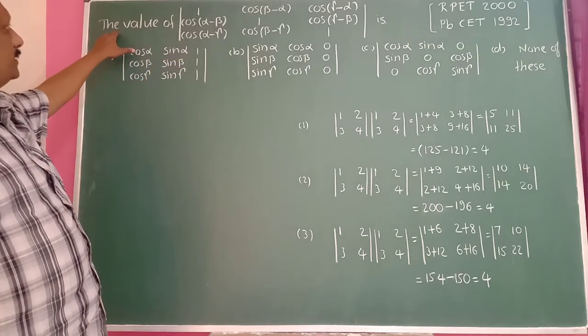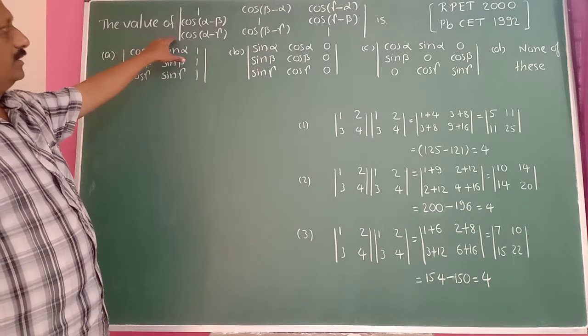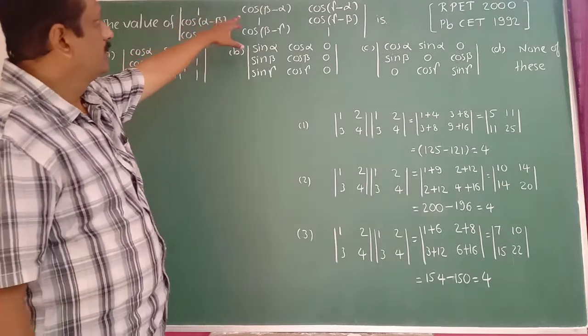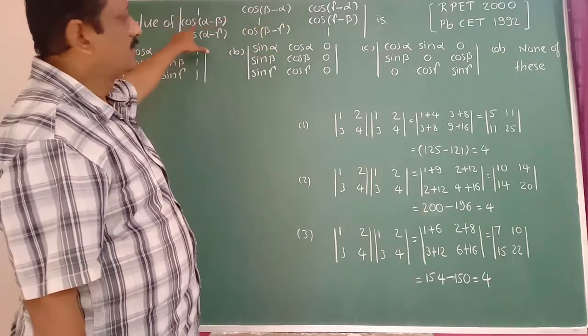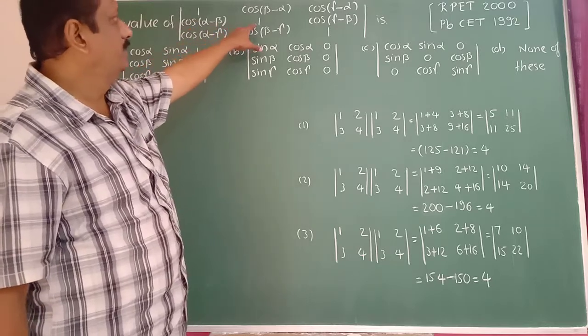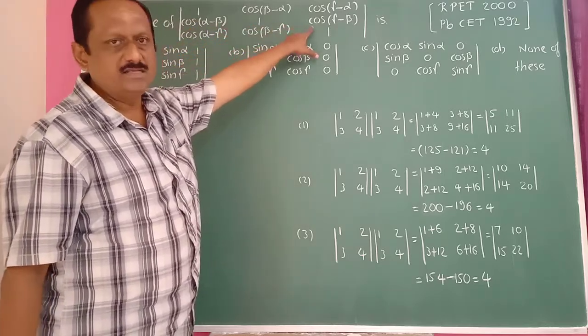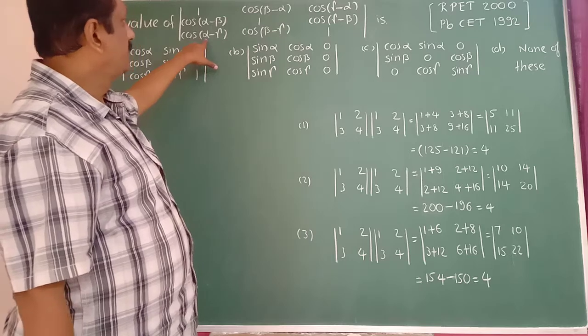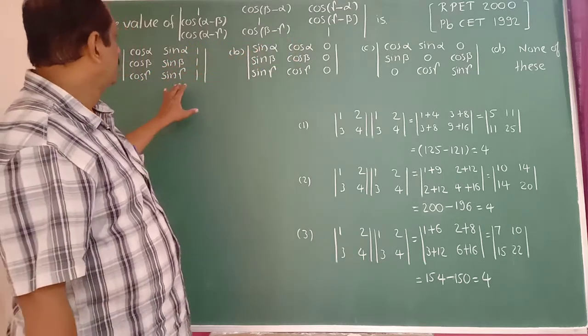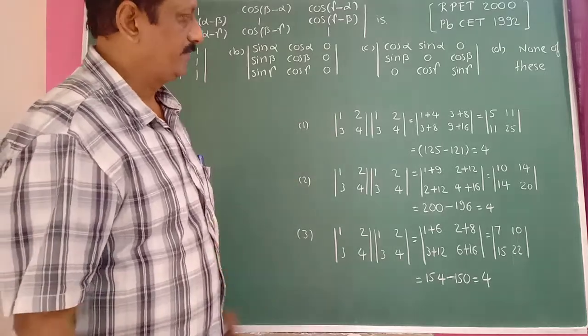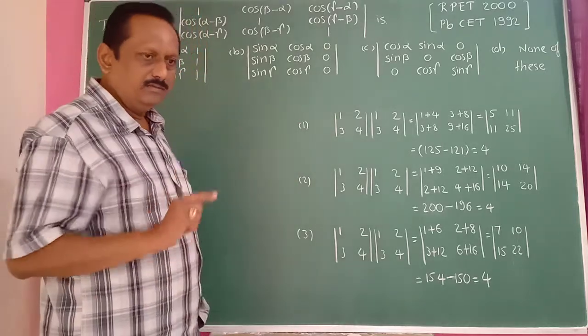The next example here: the value of the determinant 1, cos(beta minus alpha), cos(gamma minus alpha); cos(alpha minus beta), 1, cos(gamma minus beta); cos(alpha minus gamma), cos(beta minus gamma), 1 is... So four options are there. Okay.